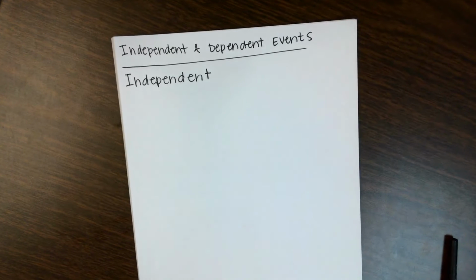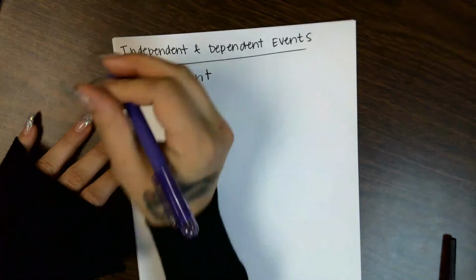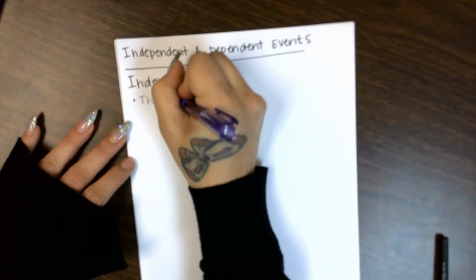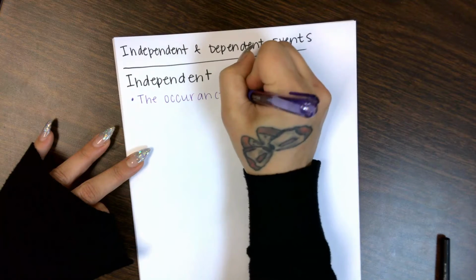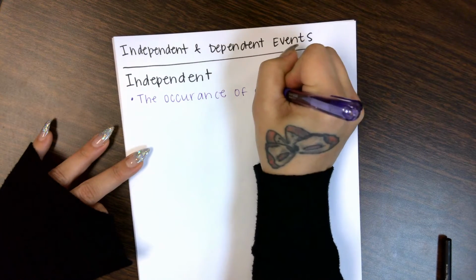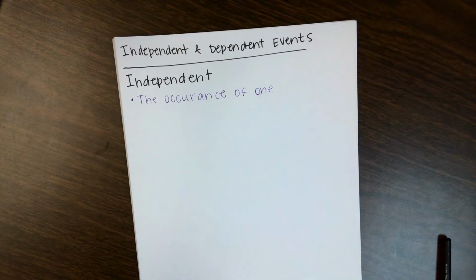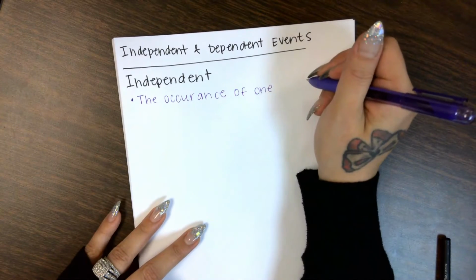So for an event to be independent, the occurrence of one does not affect the occurrence of another. One event happening, no matter what event it is, doesn't have the ability to affect the next event happening. That's what makes them independent. So the occurrence of one does not affect the occurrence of another.